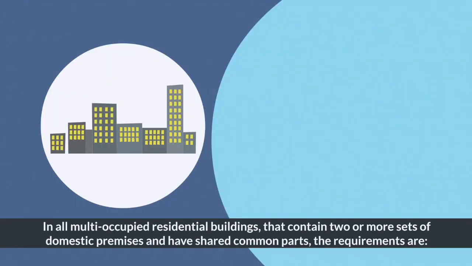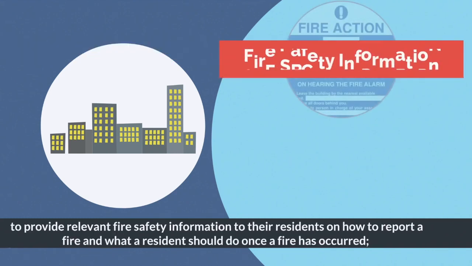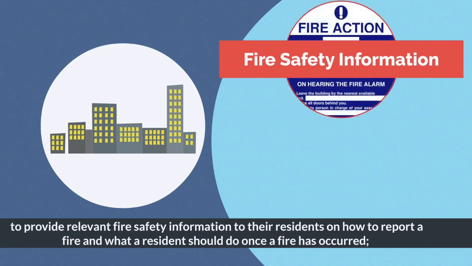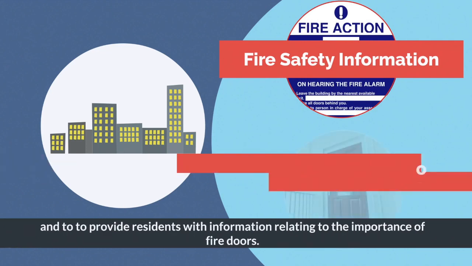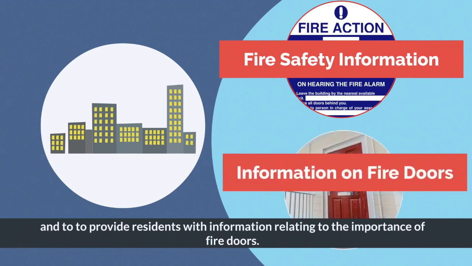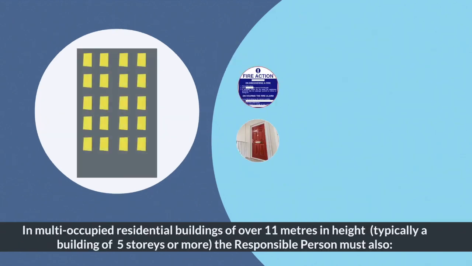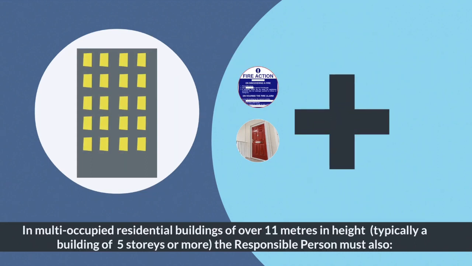In all multi-occupied residential buildings that contain 2 or more sets of domestic premises and have shared common parts, the requirements are to provide relevant fire safety information to their residents on how to report a fire, and what a resident should do once a fire has occurred, and to provide residents with information relating to the importance of fire doors.